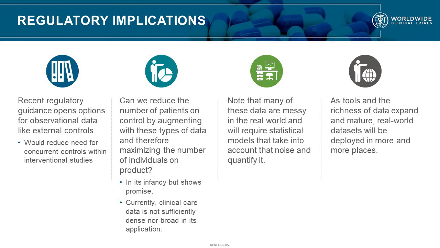And I think the initial places where we've seen real-world evidence deployed are instances where running a traditional comparator is either unethical or infeasible, or in those instances where the expected treatment effect is so high that it can overpower the noise that may exist within a real-world data set. And so we've seen some experience and use of these data today in the generation of submissible evidence. And I think that as the tools and the richness of the data continue to expand and mature, we'll see these real-world data sets be deployed in more and more places around the industry.